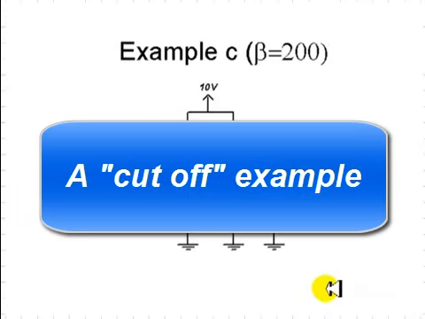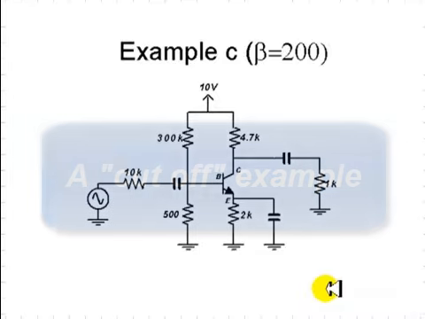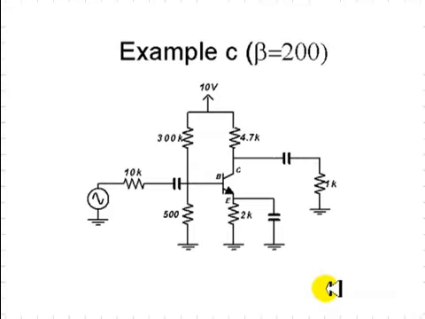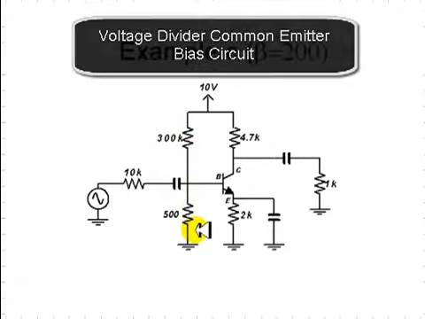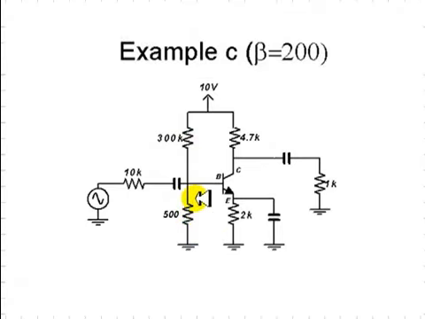Let's work on this example where the transistor is in cutoff mode. This is example C. This is a common emitter voltage divider bias circuit. A what? A voltage divider bias circuit with a common emitter configuration. You say, well, wait a second. Bias circuit? What was a bias circuit again?